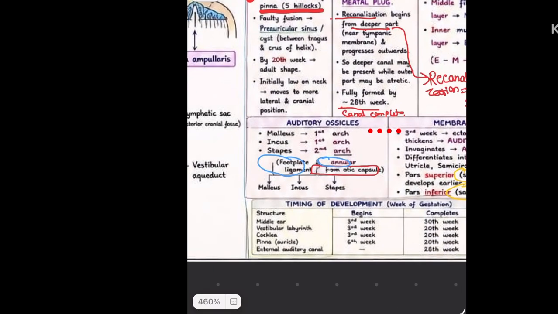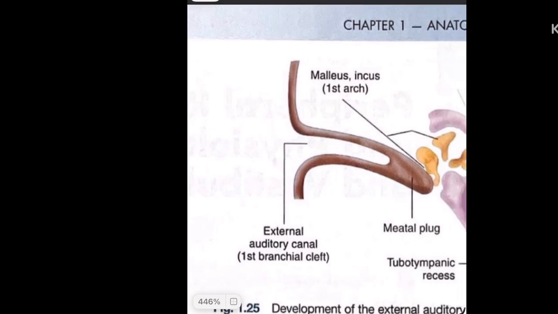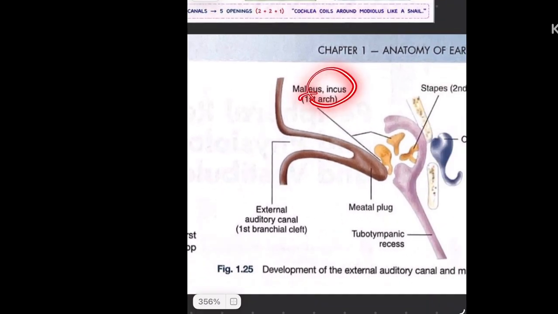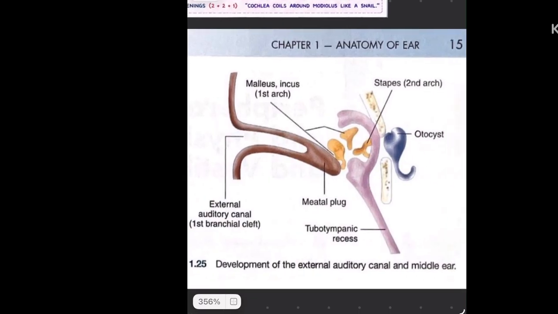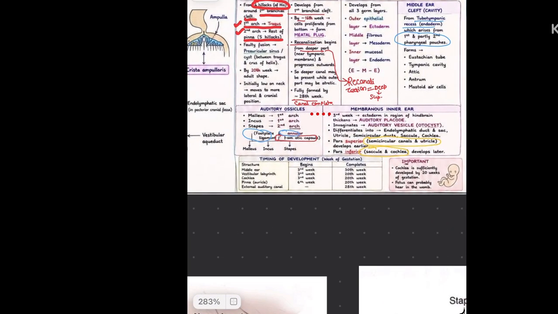Now the auditory ossicles: malleus, incus, stapes. If you see this diagram, the malleus and incus are formed by the first arch, and the stapes is formed by the second arch. This stapes also has the footplate and the annular ligament, which are formed by the otic capsule. So it is written: first arch, second arch, and footplate and annular ligament from the otic capsule.